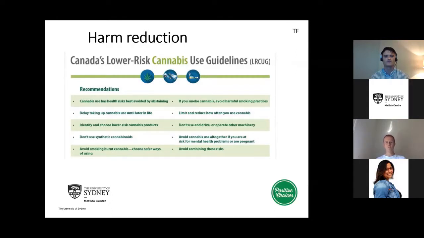As Jack and I discussed, cannabis can have cognitive impairing effects, and so it's really important that people don't use and drive or operate machinery. This can be a risk in terms of accidents. Now, the relationship between cannabis and mental health is complex, and we don't have time to go into the full details here, but if you do have mental health problems or you have a family history of these, you should avoid cannabis. Also, if you're pregnant, you should avoid cannabis because THC can cross the placenta. These risks can have additive and potentially synergistic effects, so it's best to take all of them into account. If you avoid combining these risks, that can further reduce the harms that you experience.